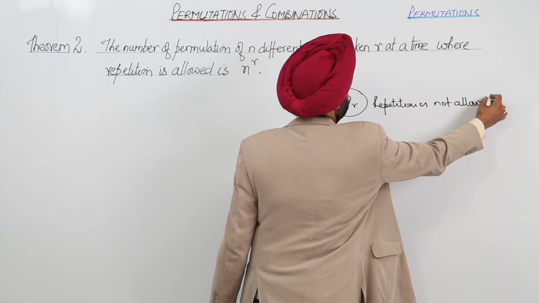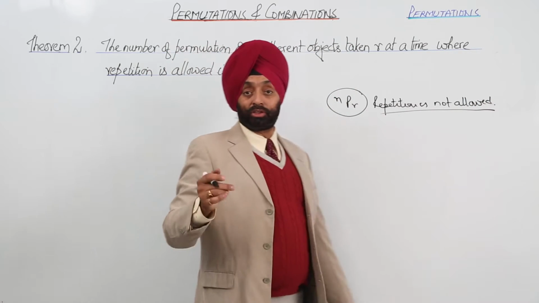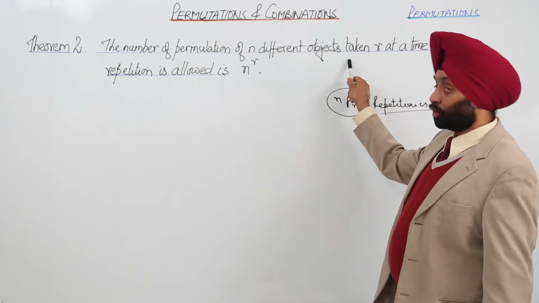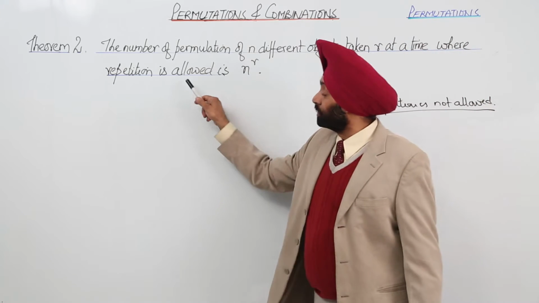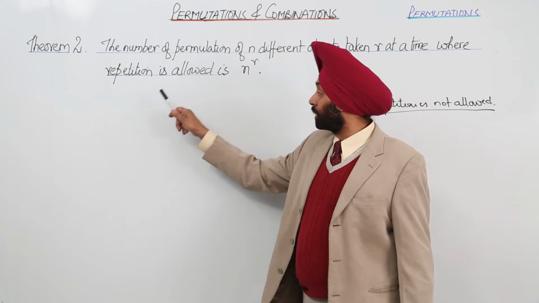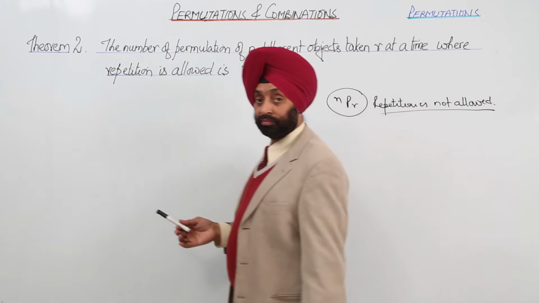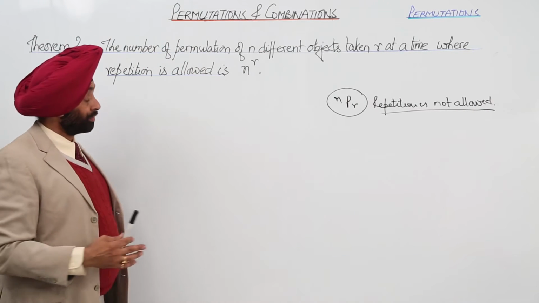Now I told you, if the repetition is allowed, then what are the conditions? Just look here at theorem 2, what we have written. The number of permutations of n different objects taken r at a time, where repetition is allowed, is given by n raised to power r. Okay, n raised to power r, sorry.